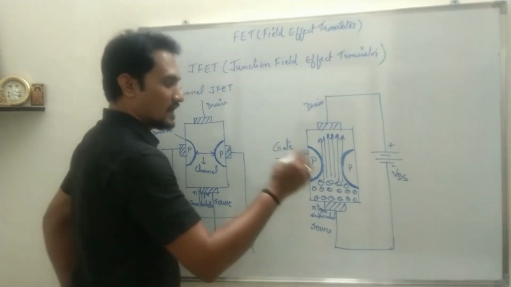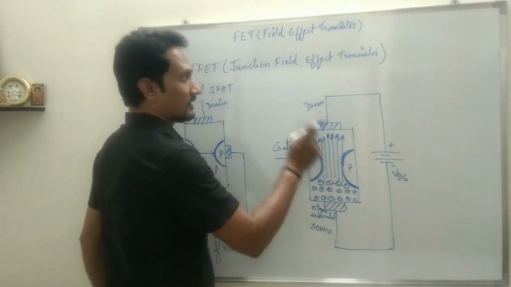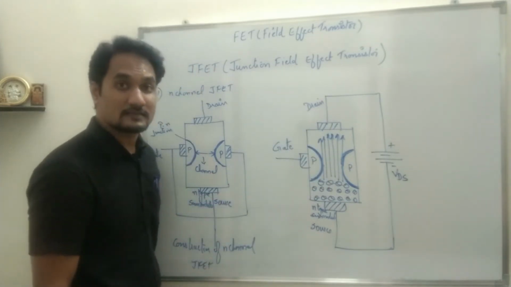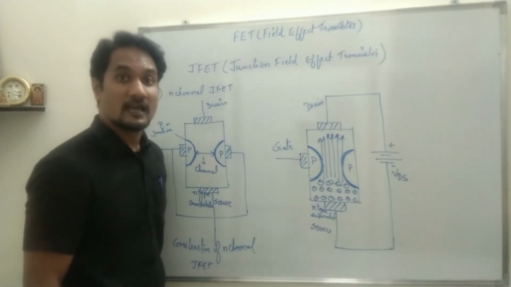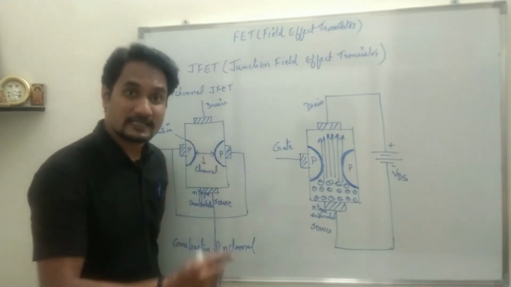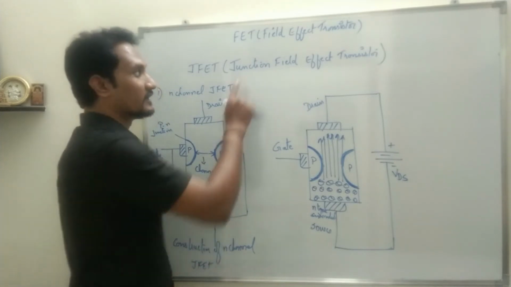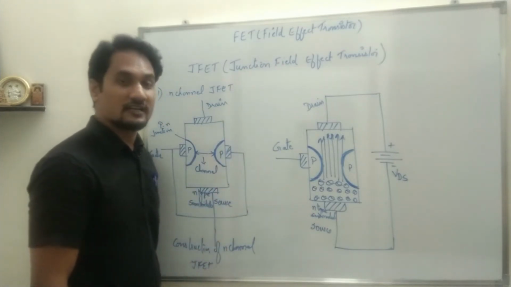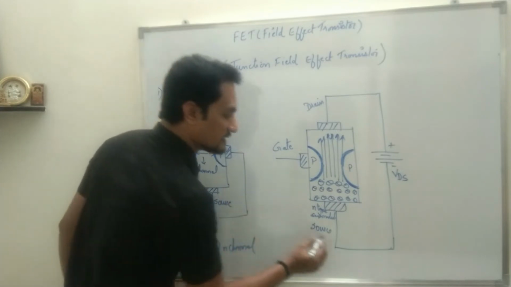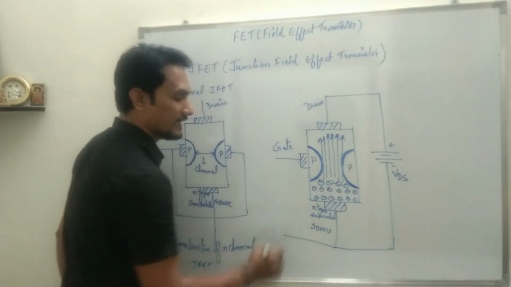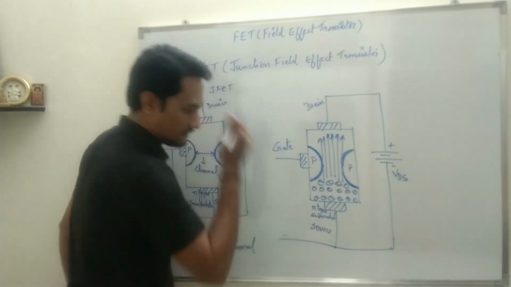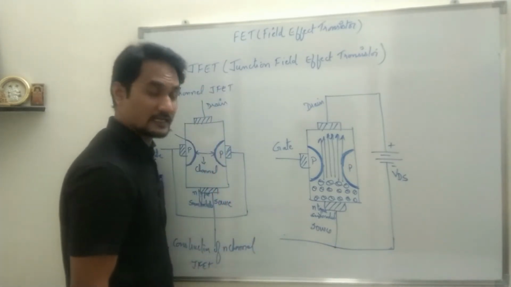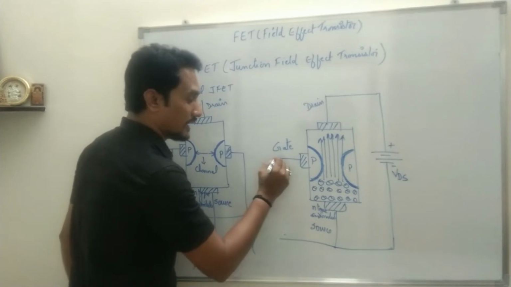Now, of course it is a transistor, so we have to control the current flowing through the transistor, and that is done by an external field which is applied. Therefore the name junction field effect transistor. That voltage is applied between gate and source. Whenever we connect a potential between gate and source, we have to reverse bias.